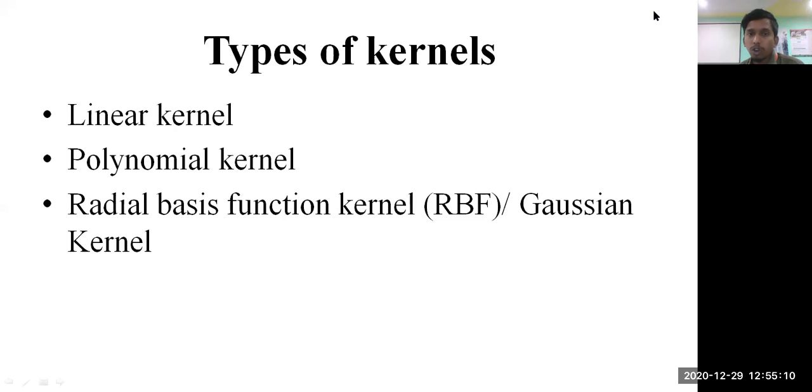Now let's talk about what are the types of kernels. Depending on the type of data you're having, SVM kernels are classified into three types. That is the linear kernel, which is used for linear classification of data. Next, the polynomial kernel, which is used for multiple classification of data. And the next one is the radial basis function, which is a very important kernel type of SVM. By default, the kernel is the radial basis function kernel. It's also called the Gaussian kernel.